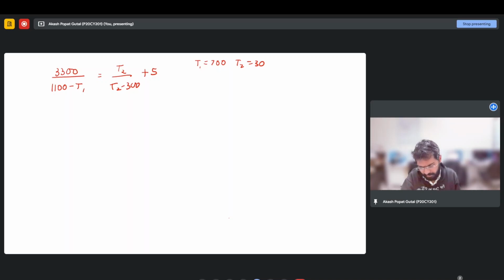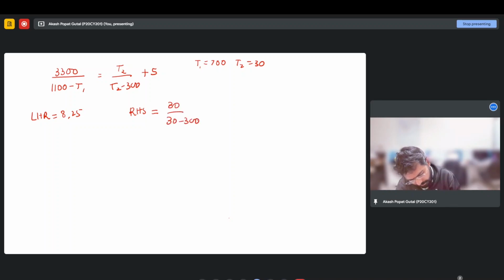700 divided by 1100 minus 700, which is nothing but 8.25. Okay, this is LHS, 8.25. Let's calculate RHS for T2 equal to 30. 30 divided by 30 minus 300, plus 5, is 4.88, which is wrong. So LHS is not equal to RHS.